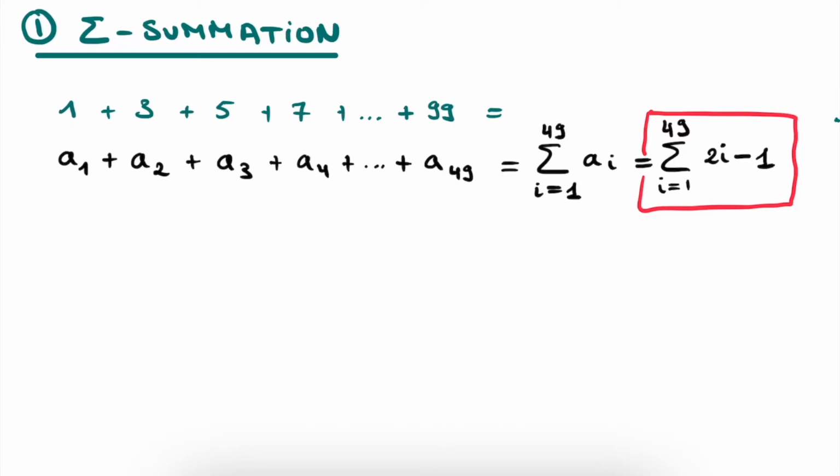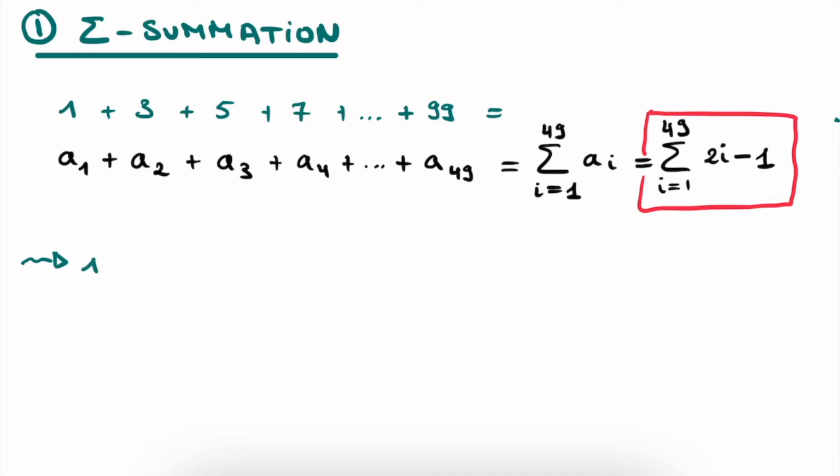And this can be done for each i going from 1 to 2 to 3 to 4, all the way up to 49. And this is exactly how this sigma summation works. So let's now look at some other examples to drive this home.